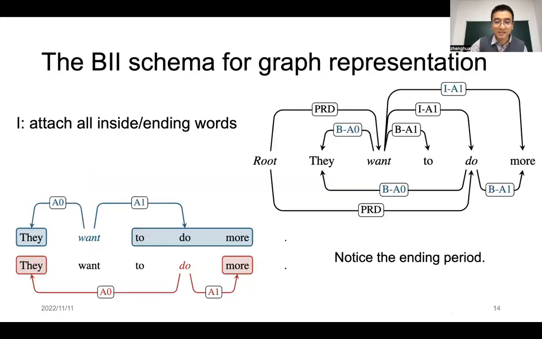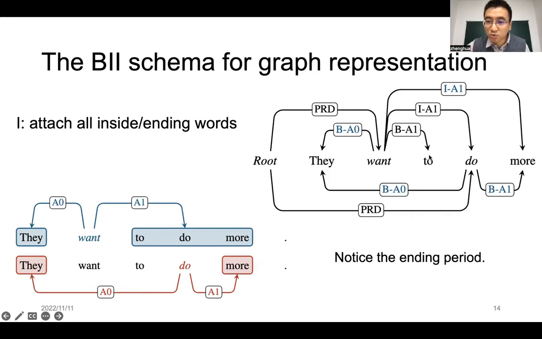So in this sense, we can naturally and straightforwardly break the span-based graph into a word-based one. Here we follow the popular schema in named entity and relation extraction. We first try BII. It's done this way. "To do more" is an argument of "want", and we break it into three IDs.